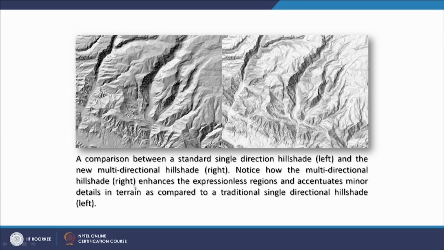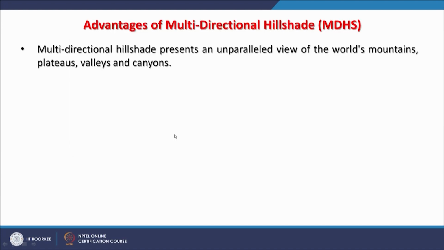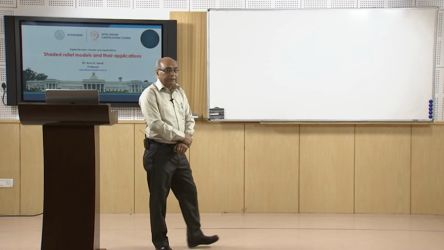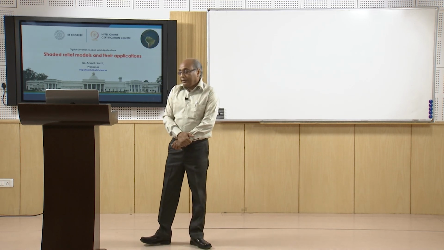On the right side we are seeing the standard single directional hillshade, whereas on the left side we see the multidirectional hillshade. And as we can see, multidirectional hillshade enhances the expressionless regions which otherwise were completely overexposed, and accentuates minor details in terrain as compared to the traditional single direction hillshade. So what are the advantages of multidirectional hillshading over single directional hillshading?